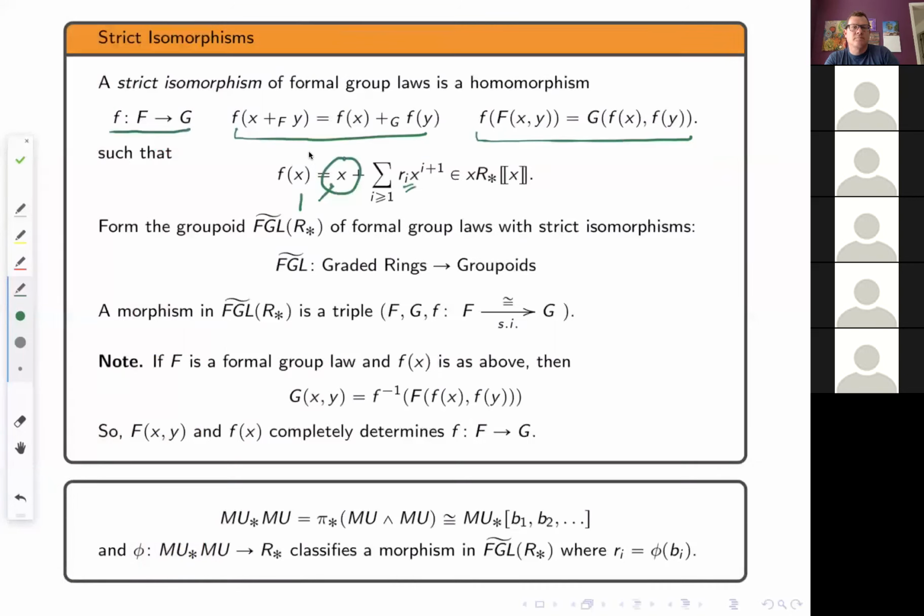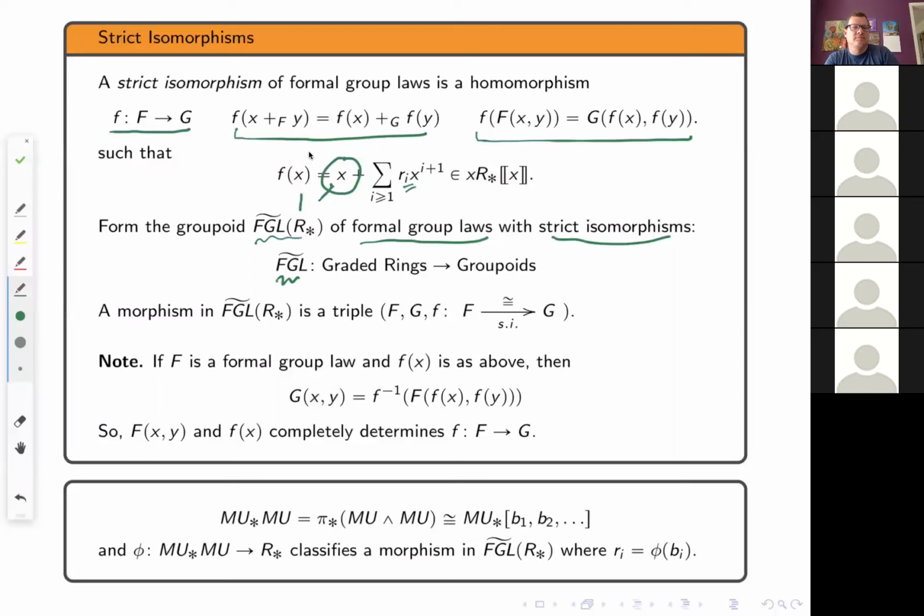So now, we have formal group laws over R, and we have a class of morphisms which contain the identity, so we can form the groupoid, which is going to be the formal group laws with strict isomorphisms. So we formed a category, but it's a groupoid because these are isomorphisms. And this actually gives us a functor which goes from graded rings to groupoids. It takes R and then spits out this groupoid here.